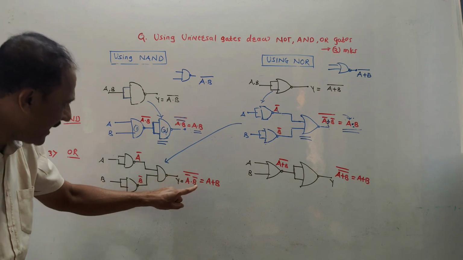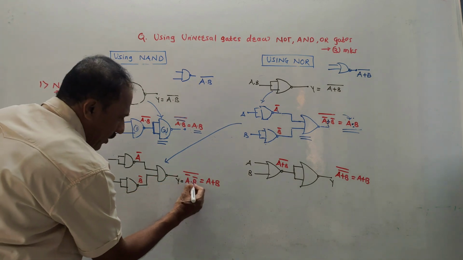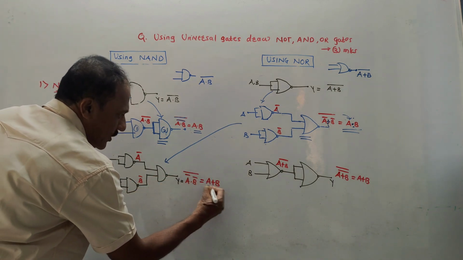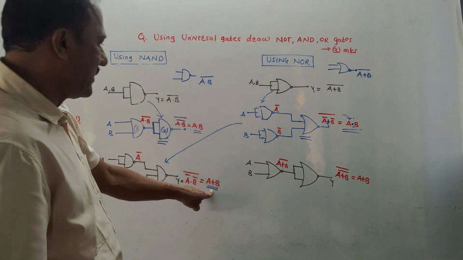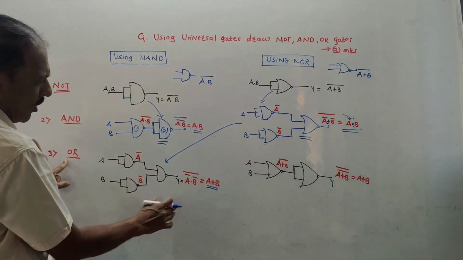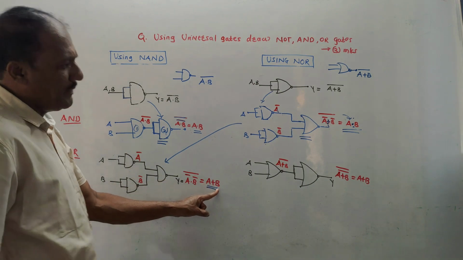So I am taking the bar. It is A bar dot B bar, and one more complement, so it becomes A plus B. Again, I will explain it while studying De Morgan's theorem. So just remember, it is an OR gate, so the output must be A plus B.